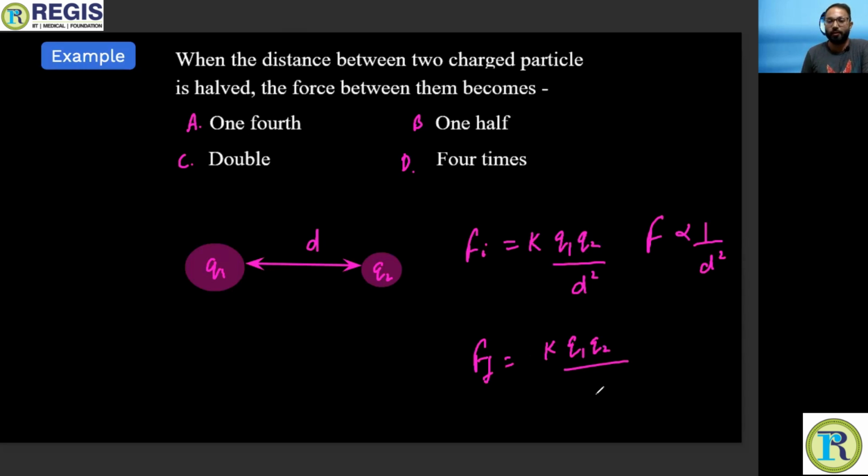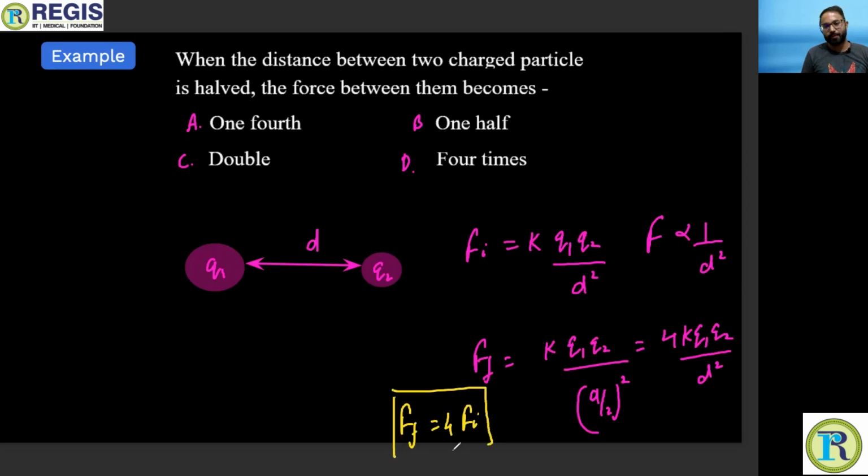new distance, and new distance is D by 2 whole square. So it will be 4 times K Q1 Q2 divided by D square. So clearly we can see final force, that is F final, is 4 times the initial force. If the distance between both the charges is halved, the force will be 4 times.